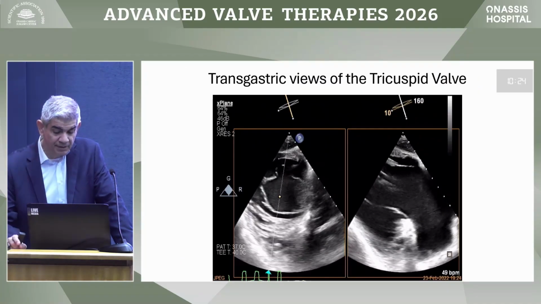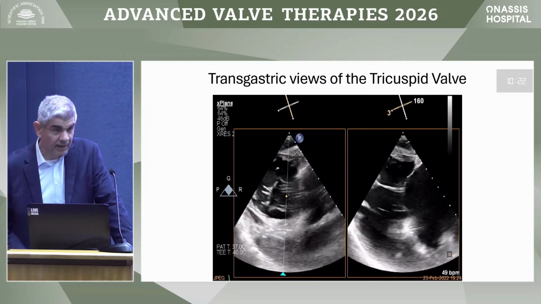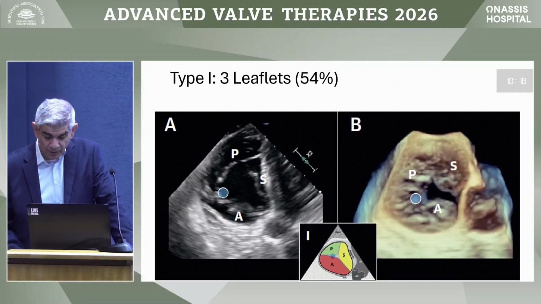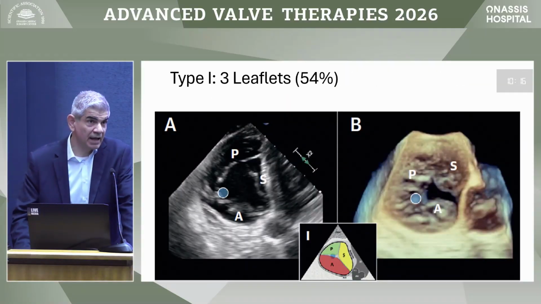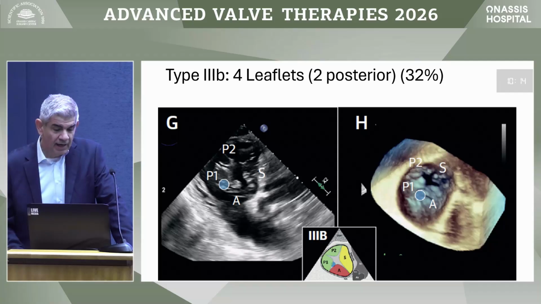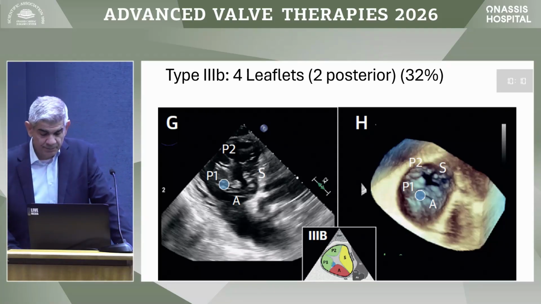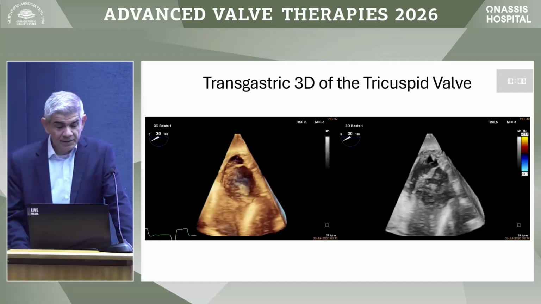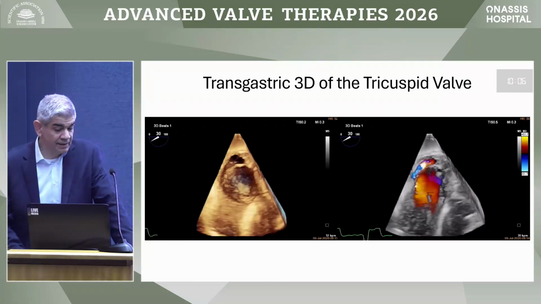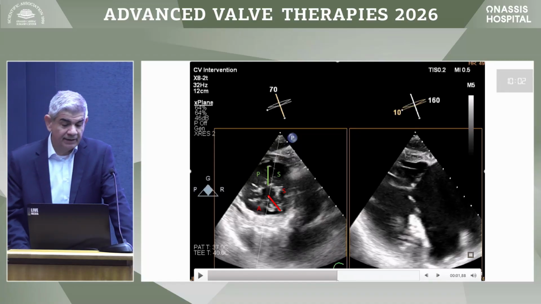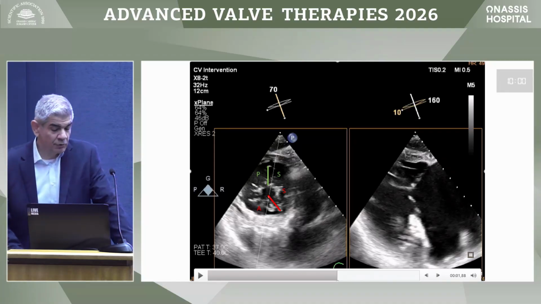The transgastric views are very important as well because they delineate the number of the leaflets. And we know, as we saw before, that only about 50% of patients will have the three-leaflet morphology, with about 30% who have two posterior scallops and other iterations in lesser percentages. 3D will also help us understand the morphology of the valve from a transgastric approach, and also to understand the coaptation zones that we need to focus on.